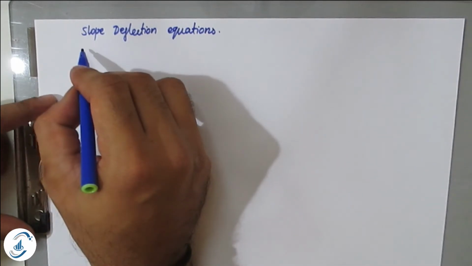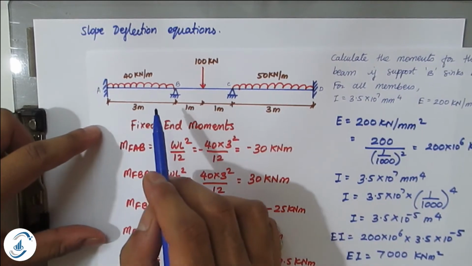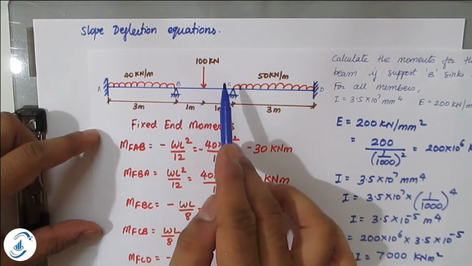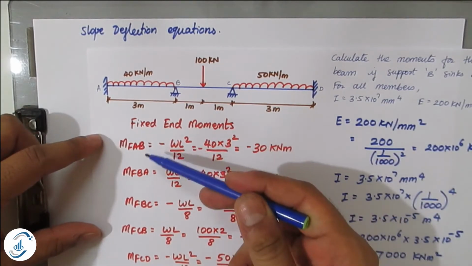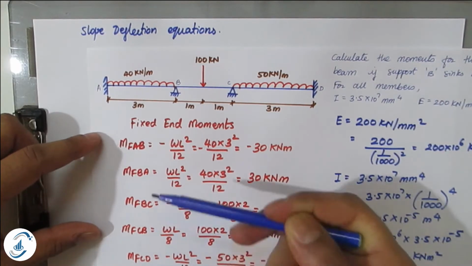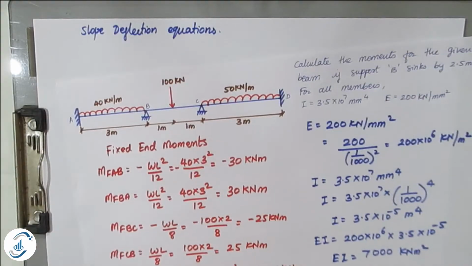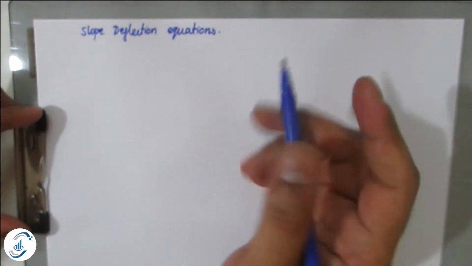So we want the moments. To calculate the support moments, there will be a total of 6 moments: MAB, MBA, MBC, MCB, MCD, MDC. Whatever you have calculated for fixed end moments 6 times, same way you have to calculate the moments 6 times. Therefore there will be a slope deflection equation for the respective moments.